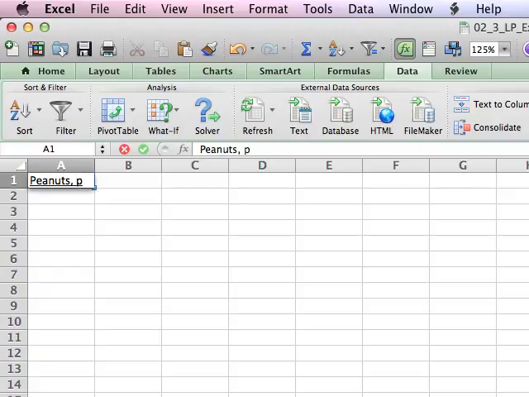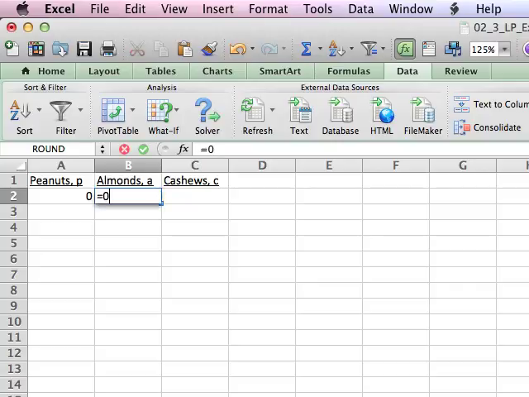Peanuts, which is going to be P. Almonds, which I'll call A. Cashews. Let's do C. No surprise there. And as before, I'm going to initialize those all to 0. And just to make it clear, I am defining those variables, verbally at least, to be pounds of peanuts, pounds of almonds, and pounds of cashews. I'm not going to write that because it'll make the labels really long, but let's just agree that that's what that is.